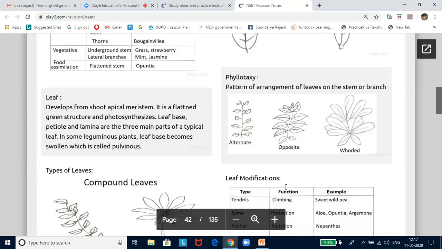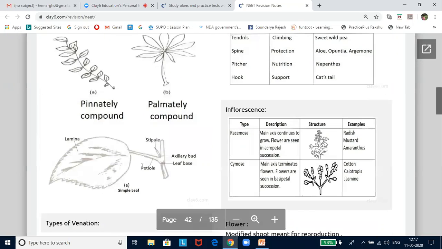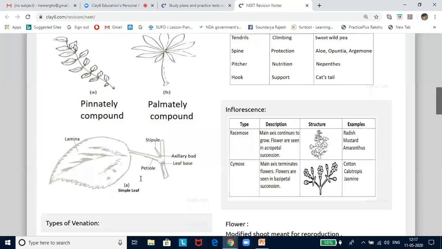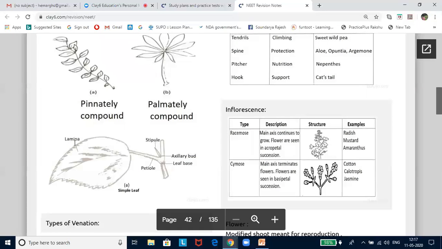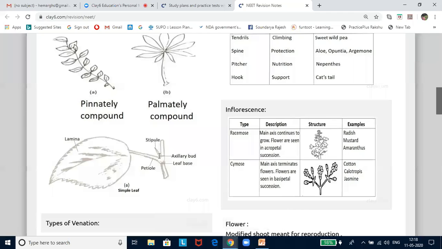Now a typical leaf, if you look at it, consists of three parts. This is a simple leaf. So the three parts are the leaf base, the stalk of the leaf called the petiole, and the leaf blade, called the lamina. Now the leaf gets attached to the stem by a leaf base and can bear two lateral structures, and these are called stipules.